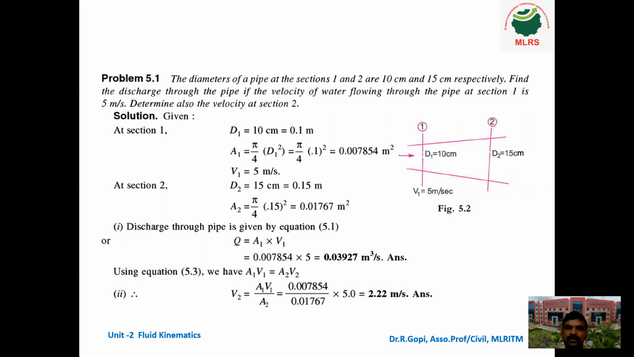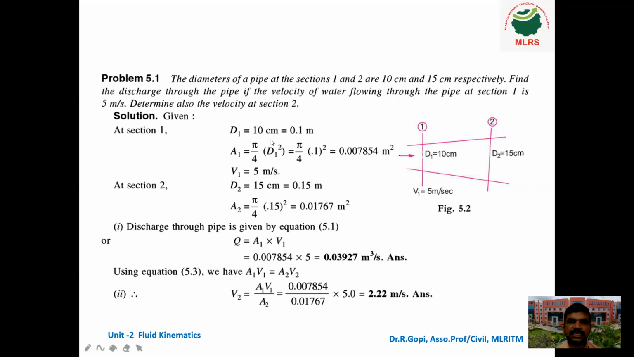First understand the question. There is a tapered pipe. The cross section of the pipe is not uniform. Cross section means here the diameter. In the first section the diameter is 10 centimeter and in section 2 it is 15 centimeter. The velocity v1, that means velocity at section 1, is 5 meter per second. Here v2 is not given. So they asked two things: what is the discharge, and what is the velocity at point 2. Now write the data given.